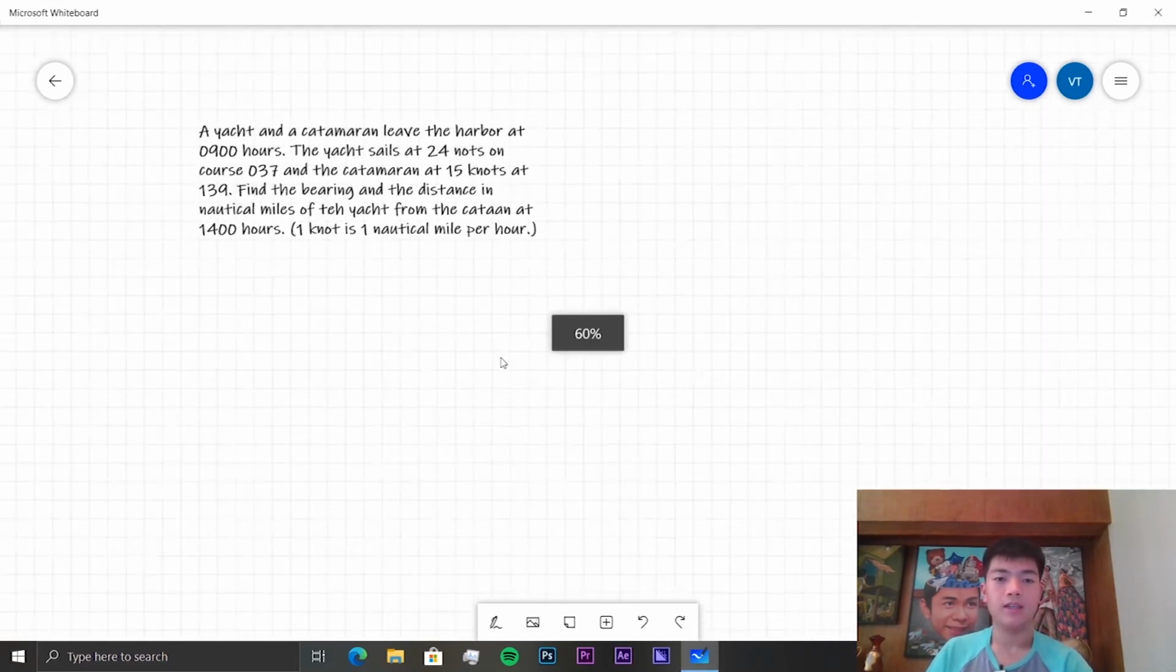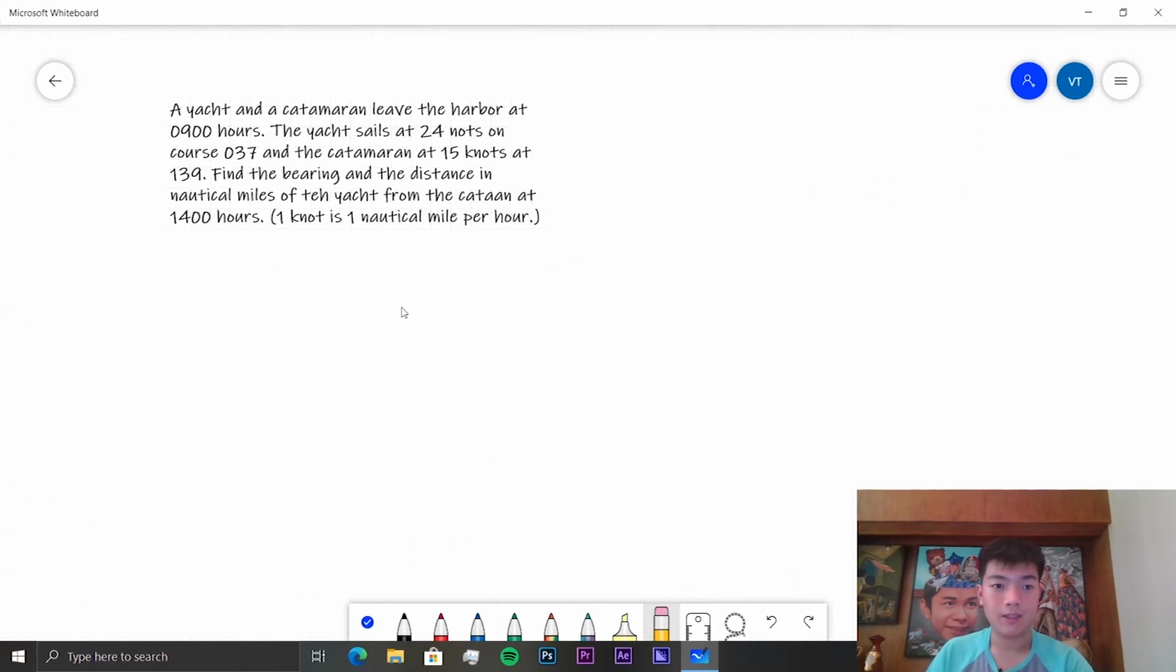So the yacht sails at 24 knots on course 037. Let's just calculate the amount of time it takes. So 1400 hours minus 0900 hours is just 5 hours. So it sails at 24 knots for 5 hours, which is 24 times 5, so it sails 120 nautical miles at course 037. Bearings mean you're measuring from the north, so there is a 37-degree angle. And let's say this is the yacht.